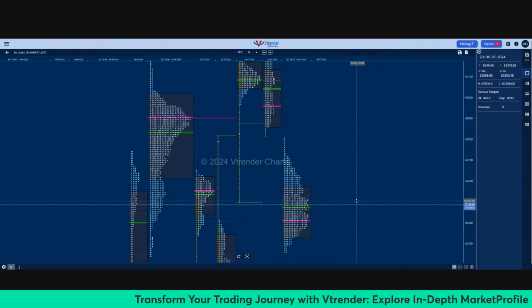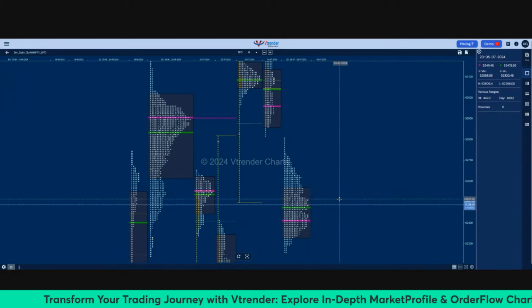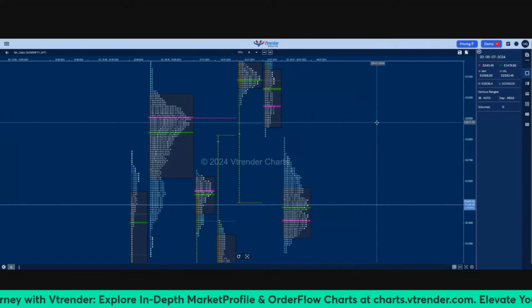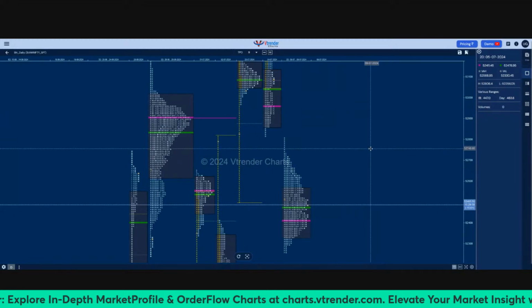So if we get an initiative buying tail at this value area, then we will look for upside, and that upside will have to be confirmed by higher highs after the initial balance, which is from the D period onwards.